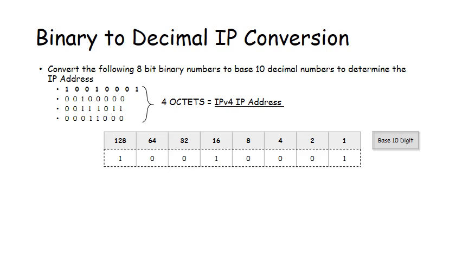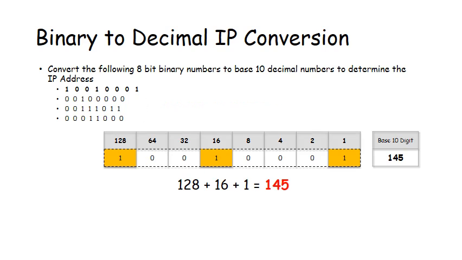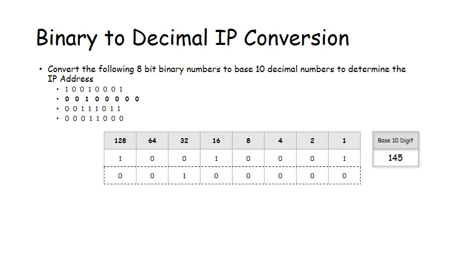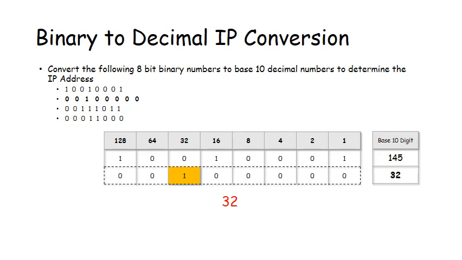Now let's convert an entire 32-bit binary number IP address into dotted decimal format. The binary numbers for each of the 4 octets are shown. To convert the first number, we simply place each of the numbers into the base 2 table, binary table, and sum up the columns that contain 1. And we already did this one. Now let's take the next number and put it into our base 2 table. And for this one, the only column that had a 1 in it was the 32 column, so the total is just 32.